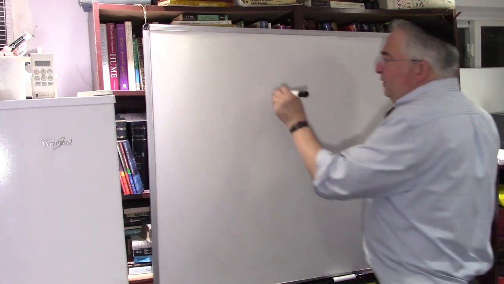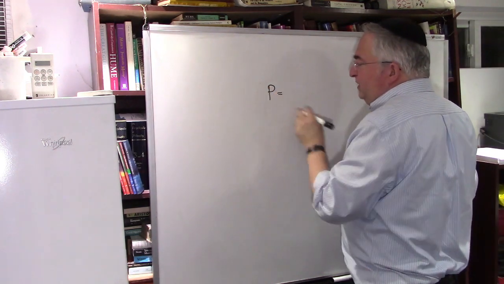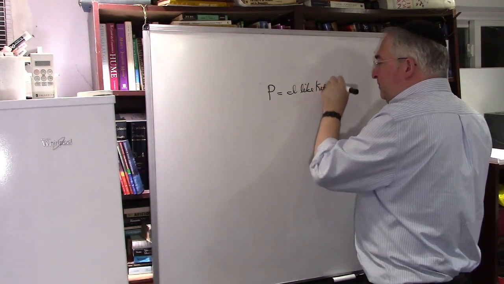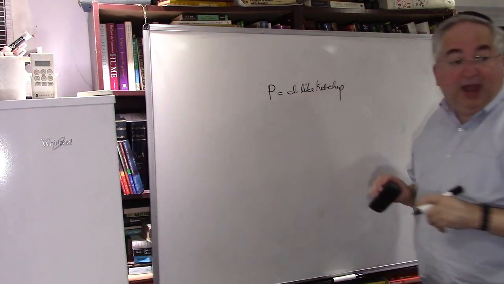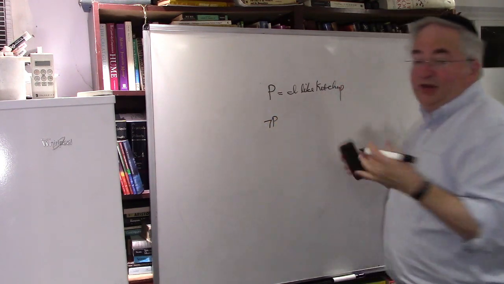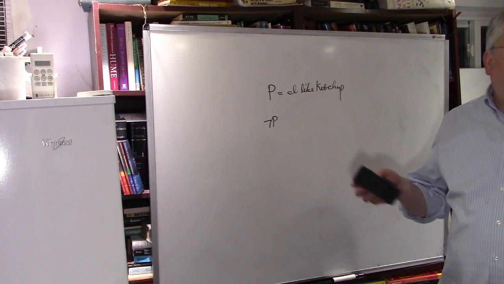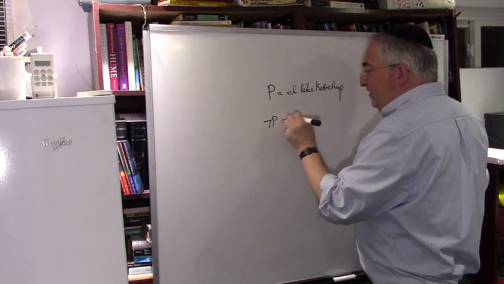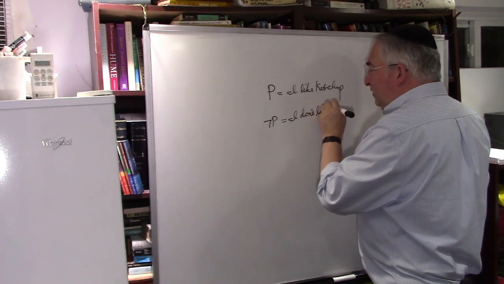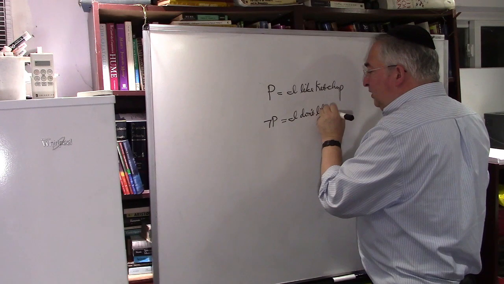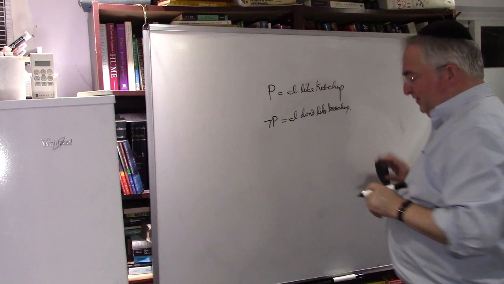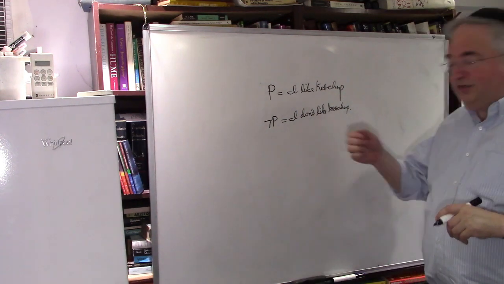Let's start with something easy. Let's say I tell you P stands for I like ketchup. And now I want to know, what does not P stand for? Well, not P stands for I don't like ketchup. Very good. So, I like ketchup or I don't like ketchup.